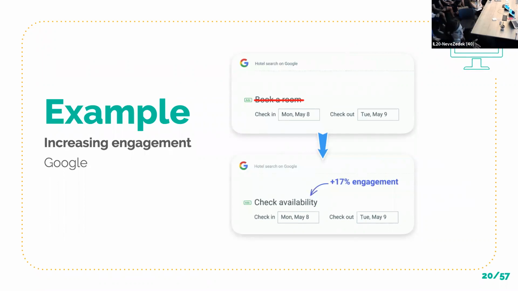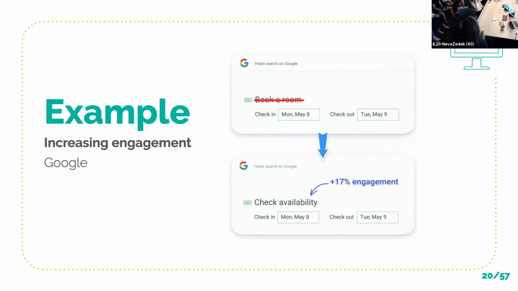So you put in a check-in date, you put in a checkout date, and you want to see what your options are. It said "book a room" at the beginning, and it wasn't working very well. So they spoke to users and tried to understand, right? They were empathetic to their users, understanding where they were, putting themselves in their shoes, and understood that this was just too committal. They changed it to "check availability" because that seemed like less of a commitment, like the next step wasn't booking a room, and increased engagement by 17%.